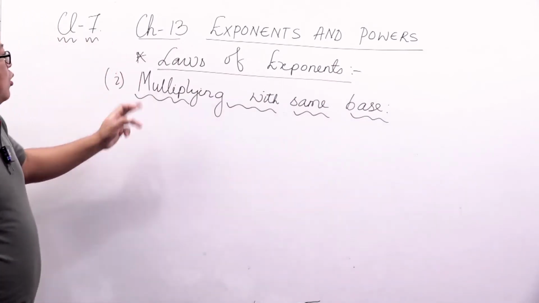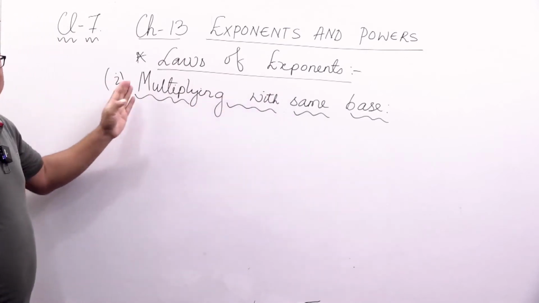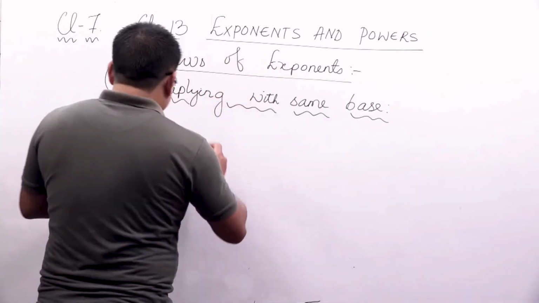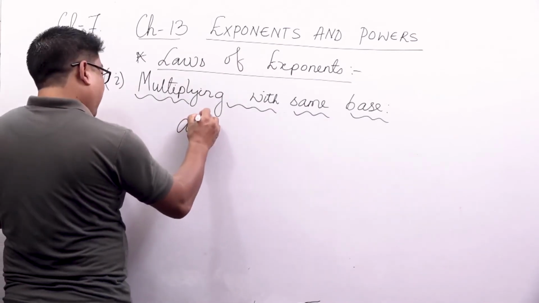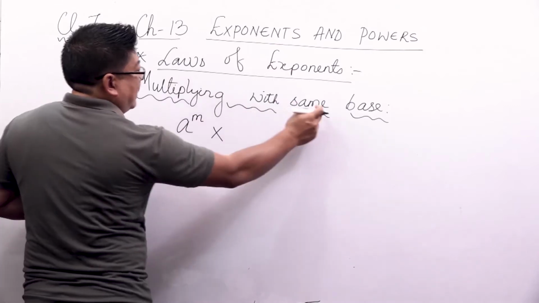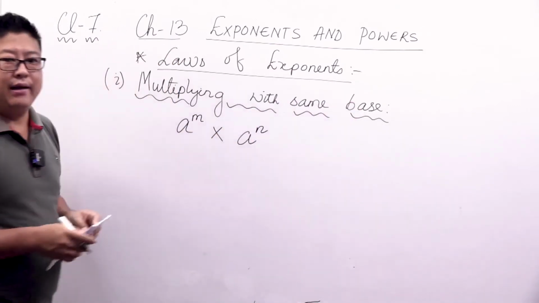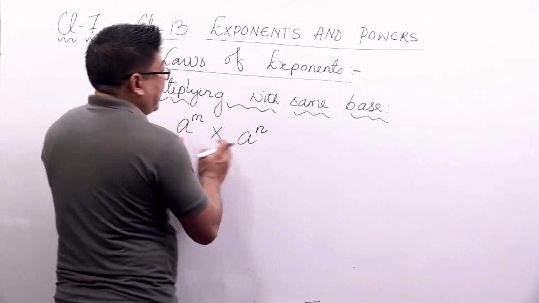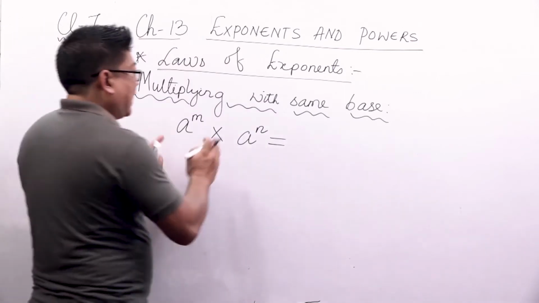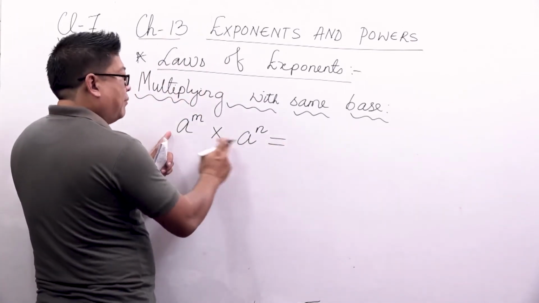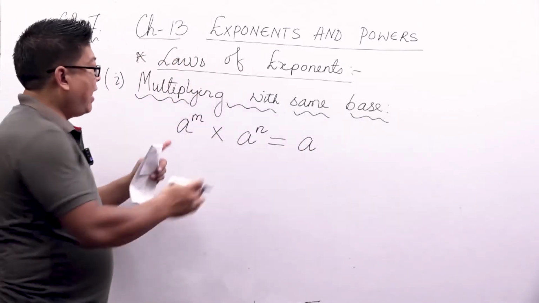So the first law of exponents is multiplying with same base. The example will be, if this is your base a and the power is m, and we are saying same base, so I will use a again, but this time the power will be n. When you see this kind of multiplication, both of them are a. The base is a, so we will take common a for both of them.